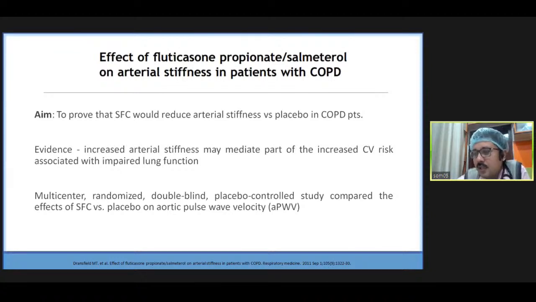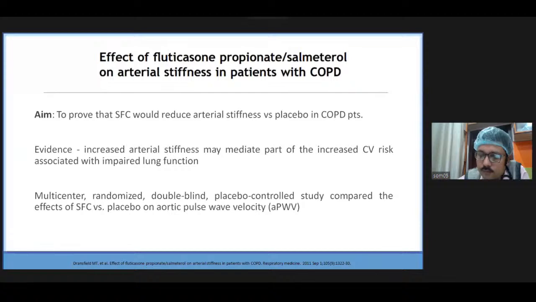Like in any smoker patient. But if this patient has a history like asthma COPD overlap, in that case, along with LABA plus LAMA, we should add ICS. So if this non-smoker patient is behaving like asthma COPD overlap, the treatment principle will be changed. Otherwise, the treatment protocol is the same for non-smoker or smoker.